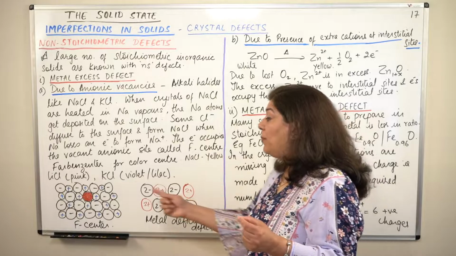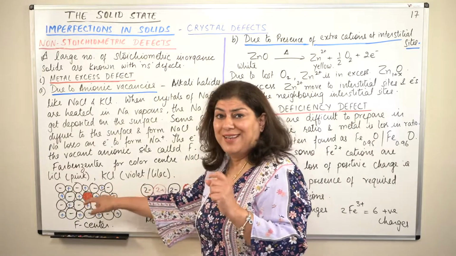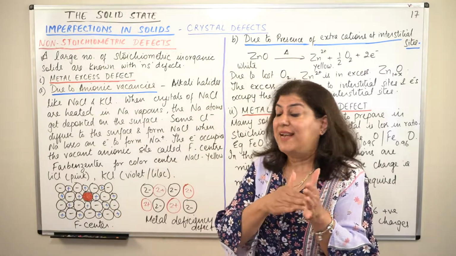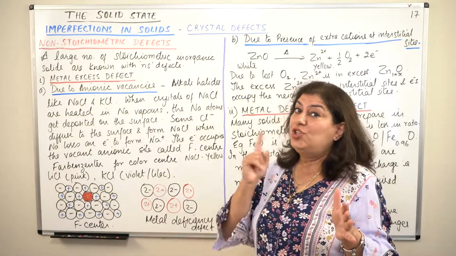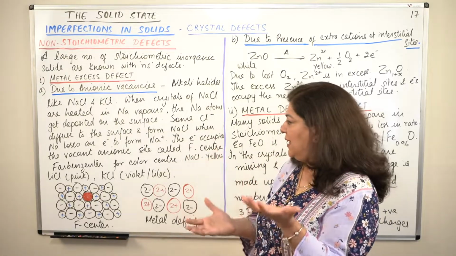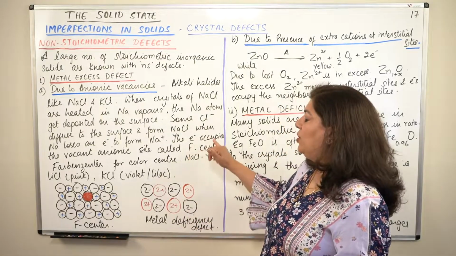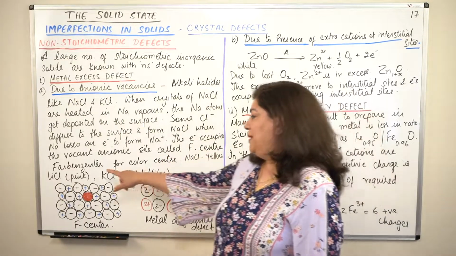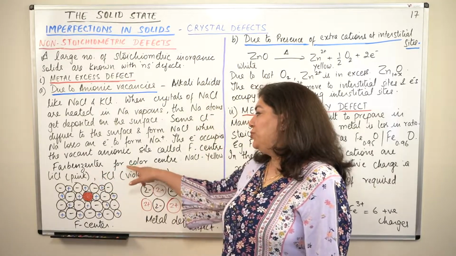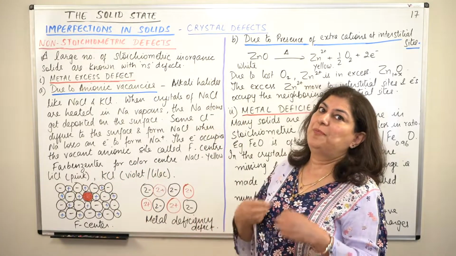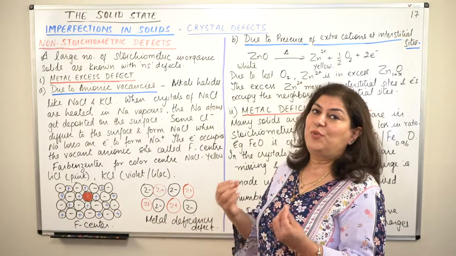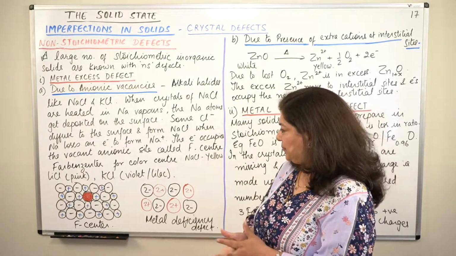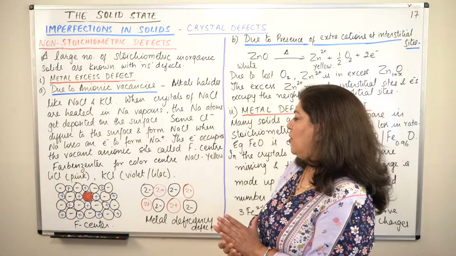The electron occupies the vacant site. That electron which is lost will diffuse and occupy that vacant site which was created, because the vacant site should have negative charge in order to maintain electrical neutrality. So the electron occupies the vacant anionic site, which is called the F center or Farben center, which means color center. It is that point at which, when light is reflected, it imparts color to the crystal.